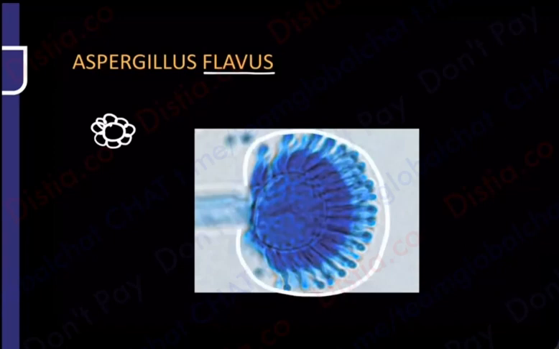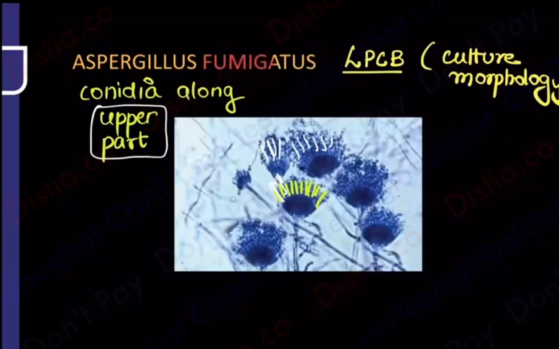Look at the flower, the flavus. A flower is going to have petals all around. So can you see the vesicle is going to have these conidia all around? That is the best way of learning it. So when you're dealing with Aspergillus fumigatus, fumes are only above, so the conidia are above. When you're dealing with Aspergillus flavus, it's like a flower, it's going to go all around.